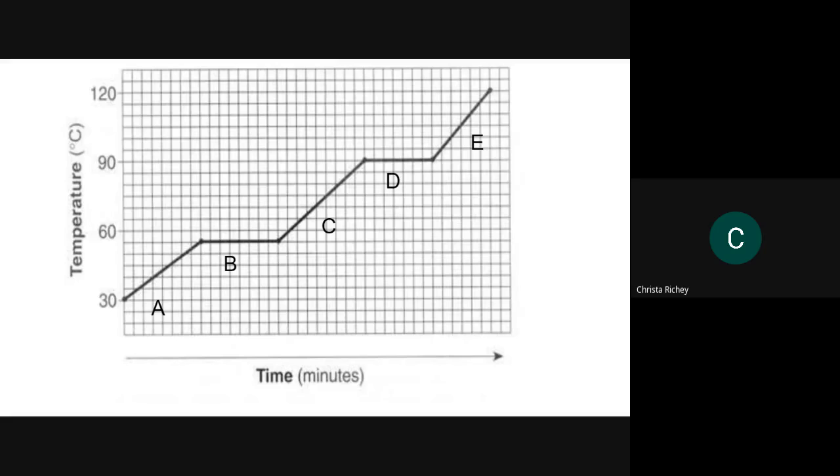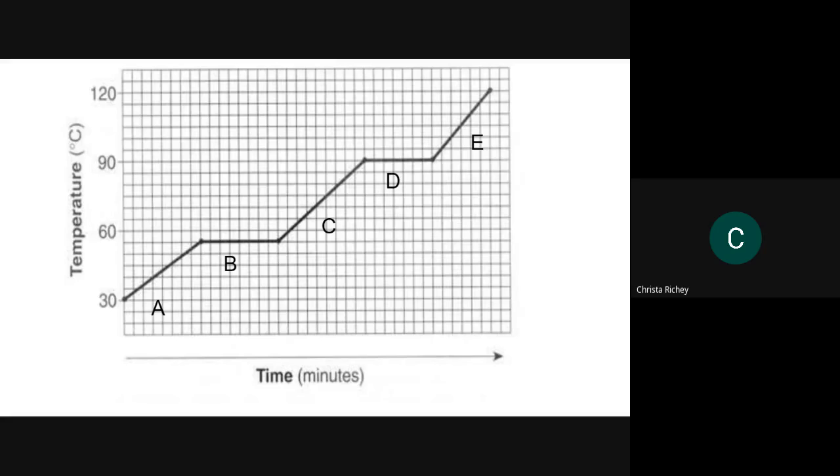Okay, so now the questions. What letter represents the freezing point of this substance? Which letter is freezing point? It's already frozen at A. B. B is the go-between between the solid and the liquid state, which would either be freezing or, going the other direction, melting. Which of these then represents the boiling point of this substance? D. C would be the liquid state, E would be the gaseous state.